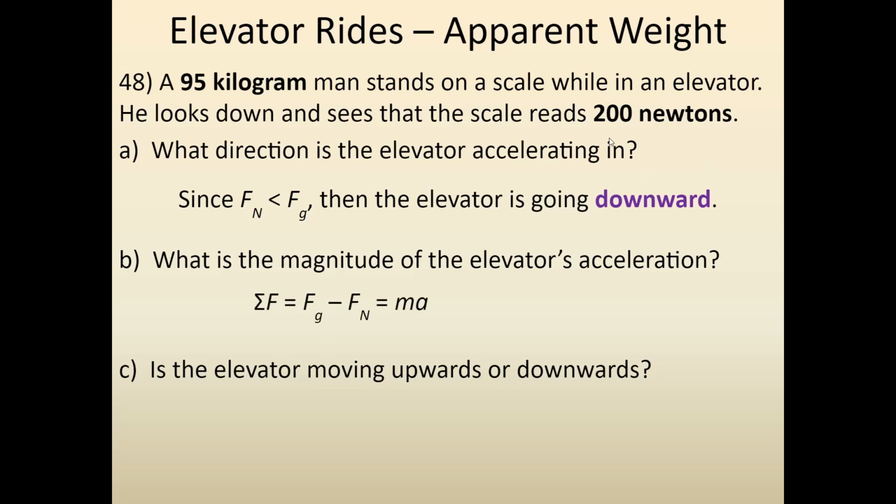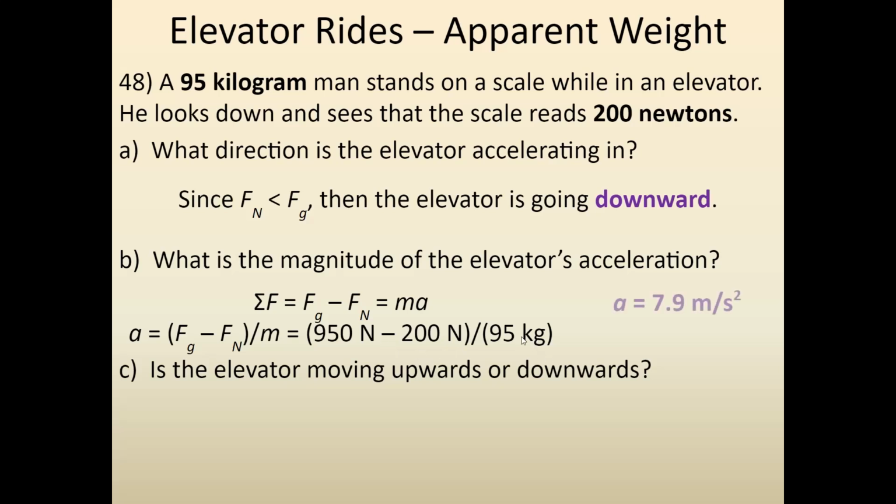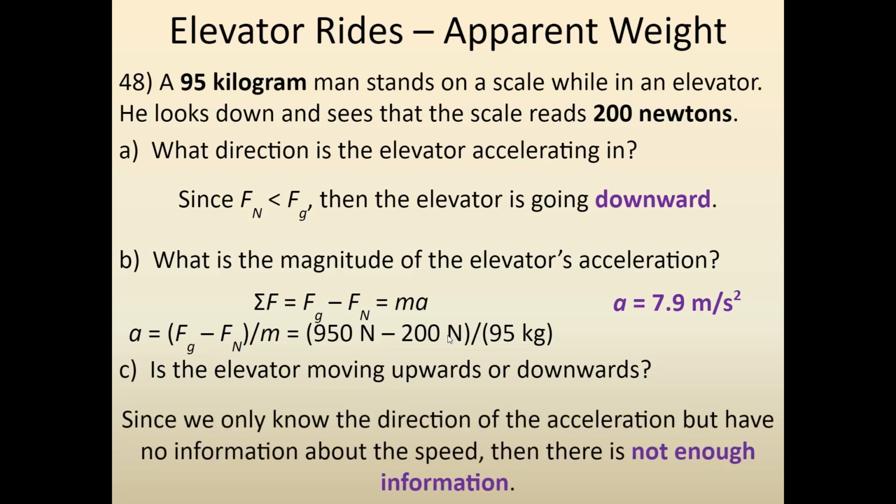Since it's accelerating downward, we know the gravitational force is the one that's positive. So we use our F net equals ma equation. We subtract the force of gravity and the scale reading's normal force, divided by the mass, and we end up getting 7.9 meters per second squared. Now the next question is, is the elevator moving upwards or downwards? And the answer is, we don't know.